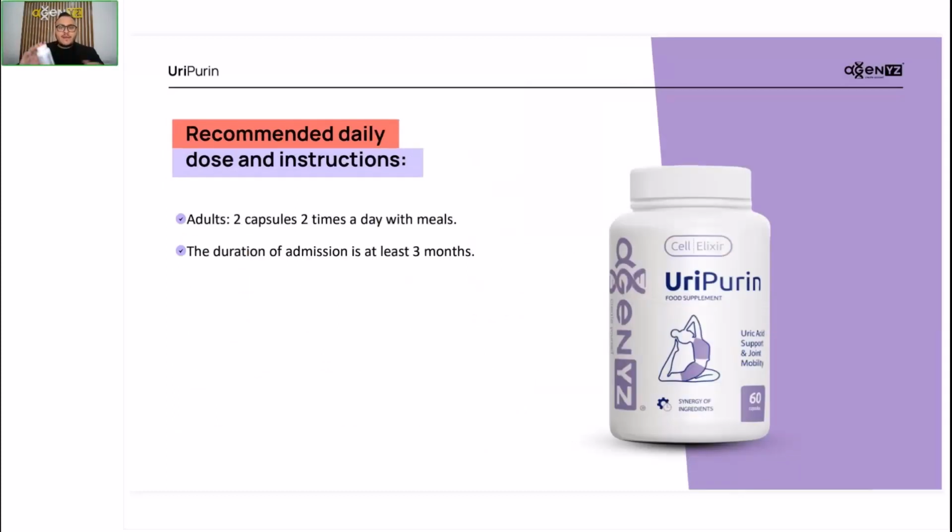The recommended daily dose and instructions for using UriPurin is to take 2 capsules 2 times a day with meals, and you should take it for at least 3 months.